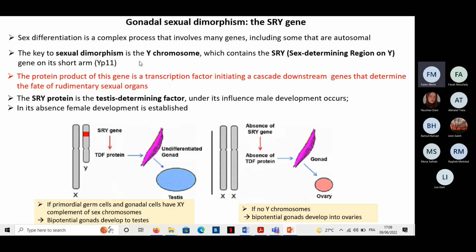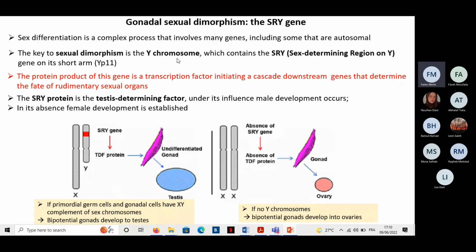Okay, so this gene is called the sex determining region on Y because it will determine the sex, as it will lead to the development of the gonads and the genital organs. Okay, so the key to sexual dimorphism is the Y chromosome.